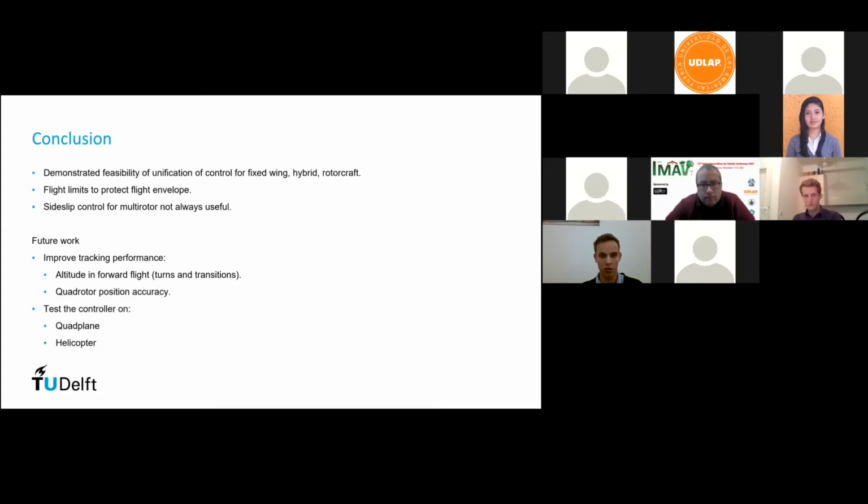So for future work, we propose to improve the tracking performance for the altitudes for the fixed wing in forward flight, and for the hybrids during transitions. The position accuracy of the quad rotor can also be improved. We also want to test this controller in the future on quad planes and helicopters. So this was our presentation, and I would like to answer your questions if you have them.